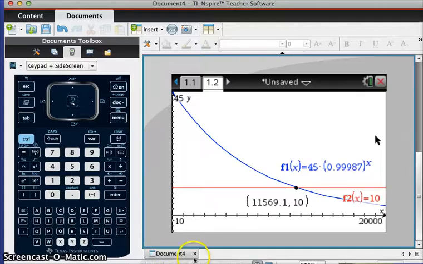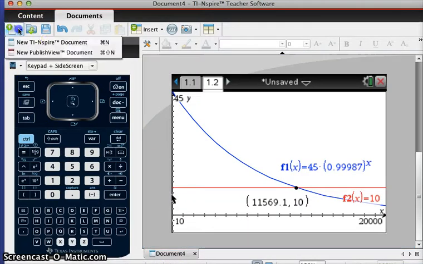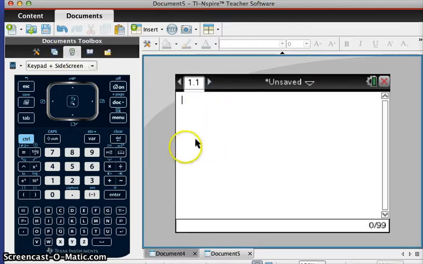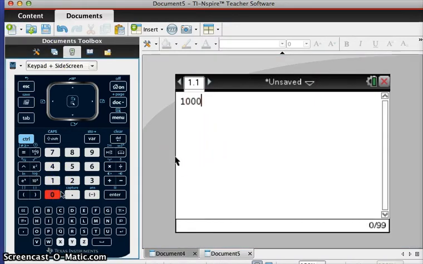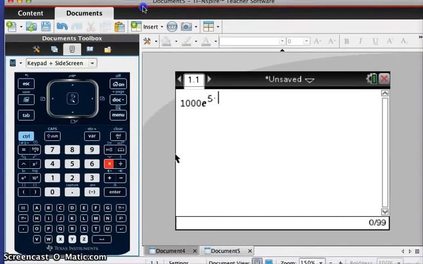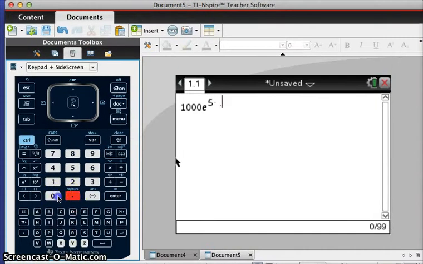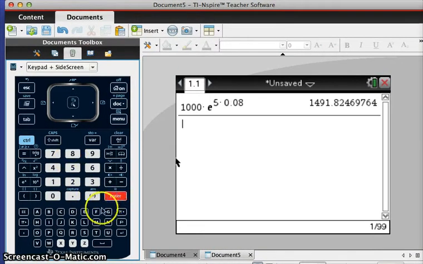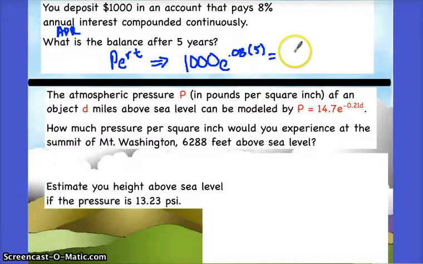So if we head on to our calculator very quickly, I'm just going to open up a new document real quick to help us out. We can say $1,000 times e, which, if you noticed over here at the left side of your screen, is just a button on your calculator. So we've got e to the power of 5 times our interest rate, which again, if we remind ourselves, was 8%. So 0.08, and multiply that out, we will end up with $1,491.82.